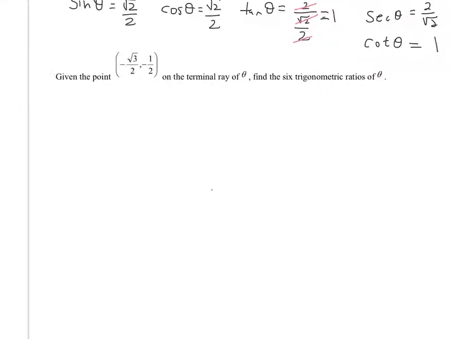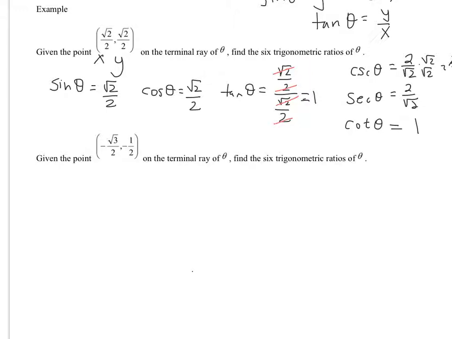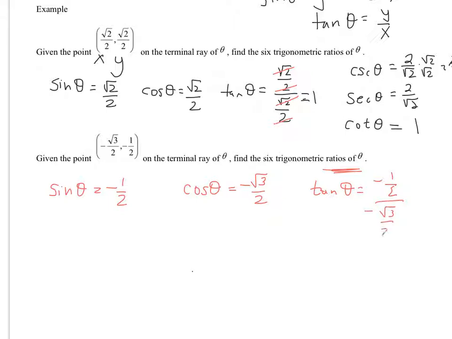So here's another problem where we have another point. So we have this mystery point on the terminal ray of theta, wherever that angle would be. So again, the sine of the angle is simply the y, so that's negative half. The cosine of the angle is simply the x, so that's negative square root of 3 over 2. And the tangent of the angle is y over x. So in this case, that would be negative half over negative square root of 3 over 2.